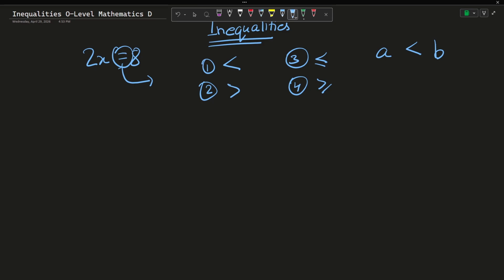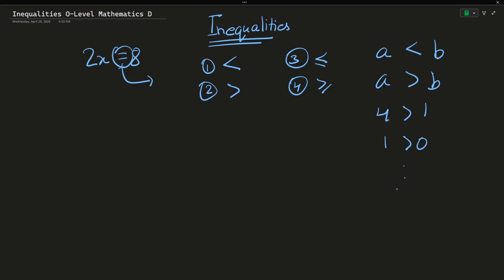So the next sign is the greater than sign. Again, if you have two terms and the greater than sign is between the two terms, that means our term a is greater than our term b. So the valid examples are 4 is greater than 1, 1 is greater than 0, and all that. And you can also add variables just like an equation. Like I already said, equations and inequalities are almost the same thing, but the key difference is that you just use inequality signs, like these four inequality signs instead of the equal sign.